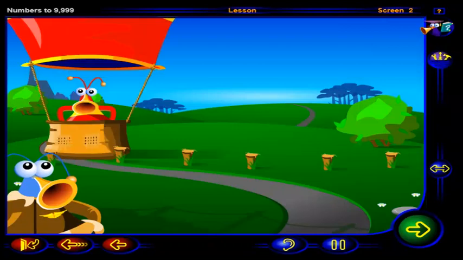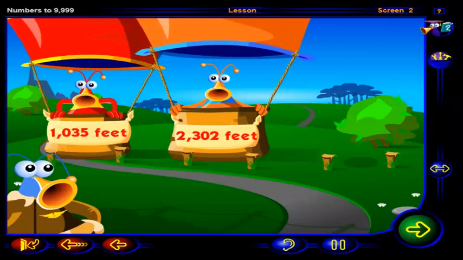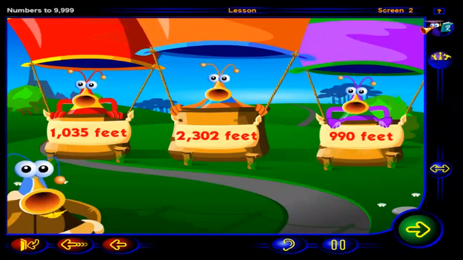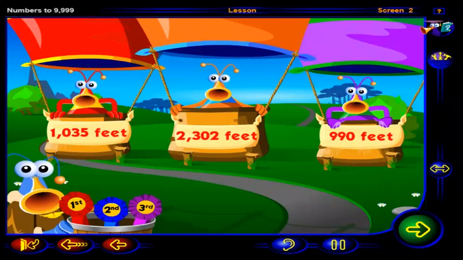Hey, looks like these high flyers are coming back to Earth. But which balloon gets which prize? First prize goes to the balloon that flew the highest. Second prize goes to the balloon that flew the second highest. And third prize goes to the balloon that flew the third highest. Click on each of these heights.